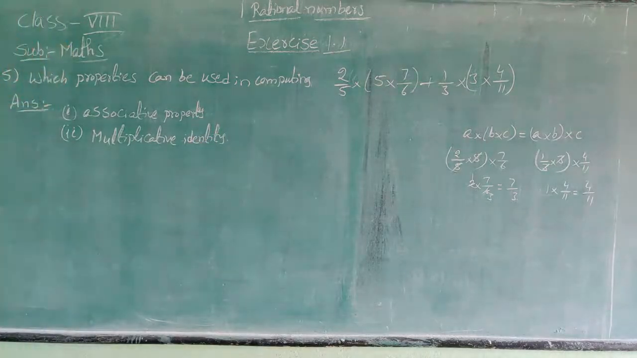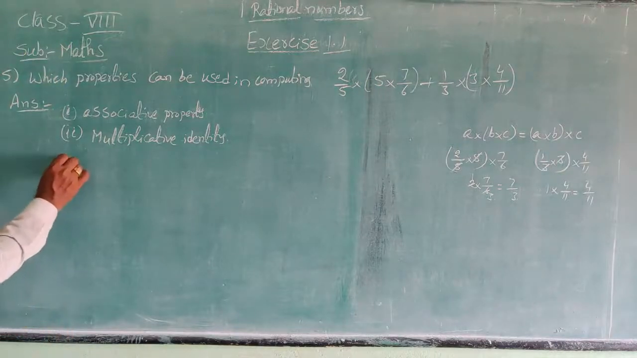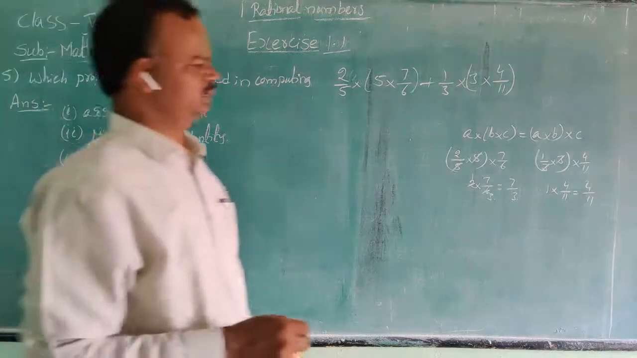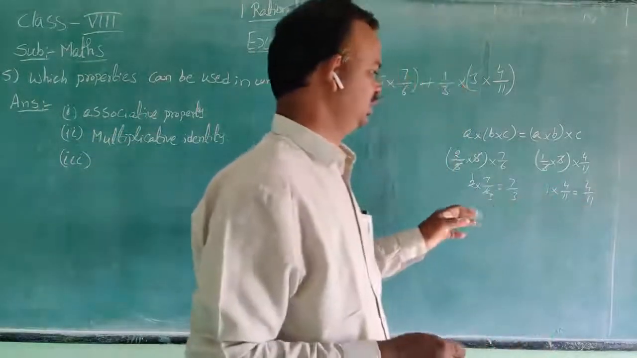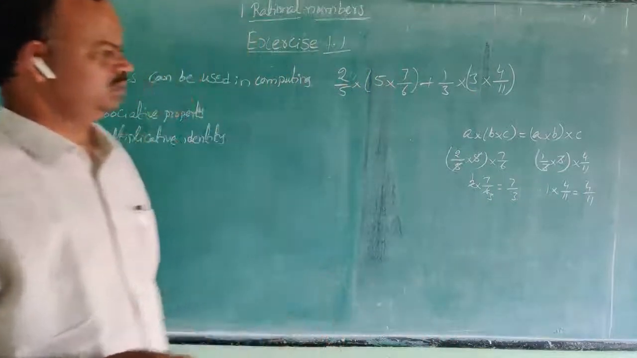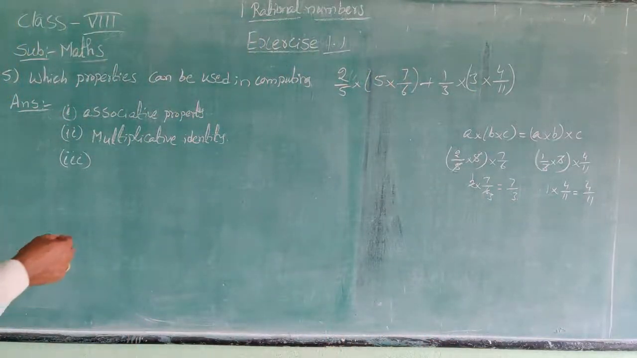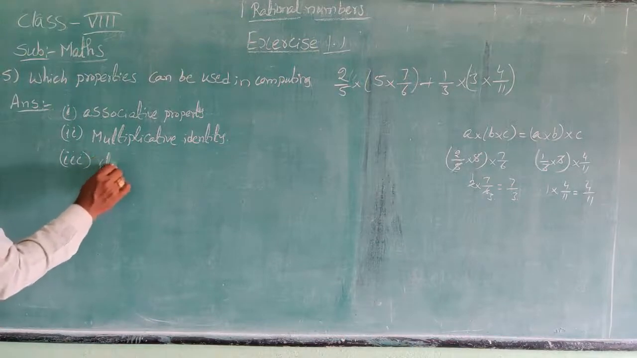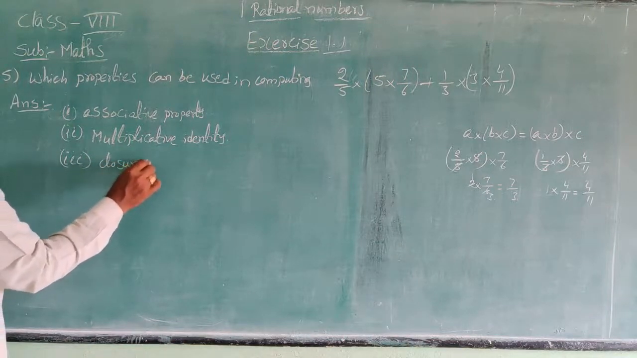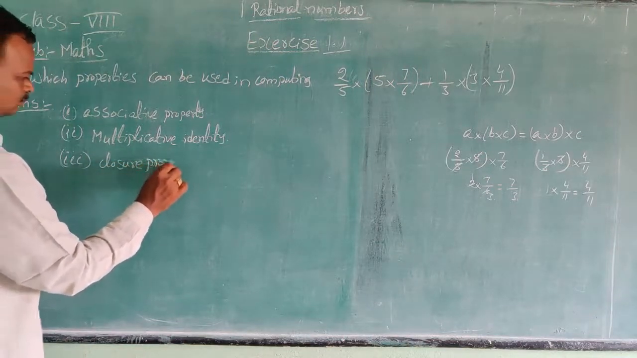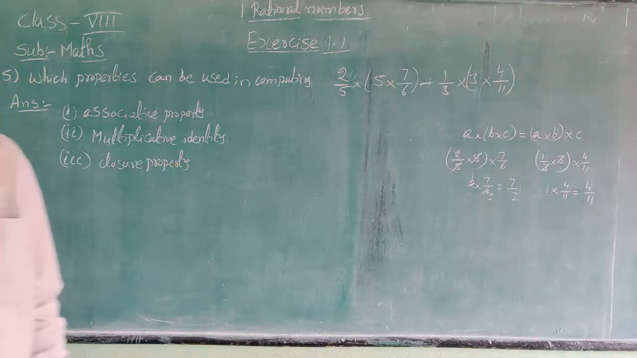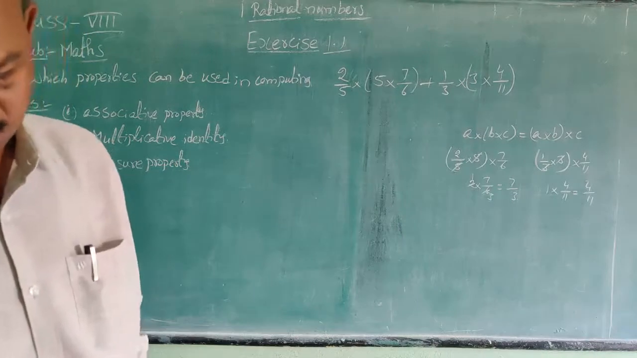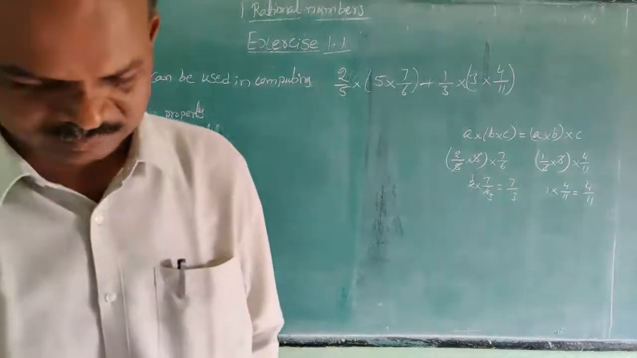Identity. And the third one is, now 7 by 3 and 4 by 11, take LCM, which is 33. The value is 77 plus 12. This is the closure property.